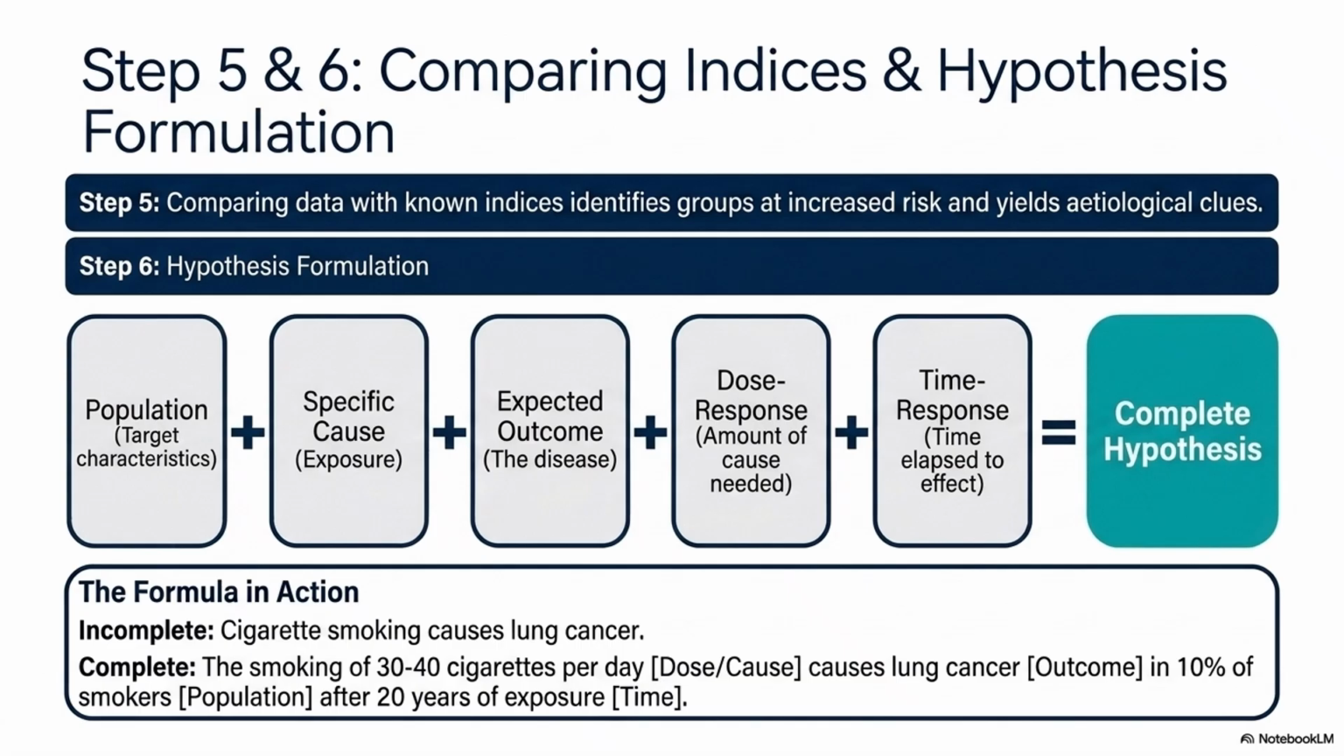And a complete hypothesis will look like this: the smoking of a number is mentioned, so 30 to 40 cigarettes per day, so that is dose response, causes lung cancer. So lung cancer is the outcome in 10% of the smokers. So smokers are the population. So among all we are not getting, but among the 10% of the smokers. And after how much exposure time means after 20 years of exposure. So like that completely we should tell the hypothesis.